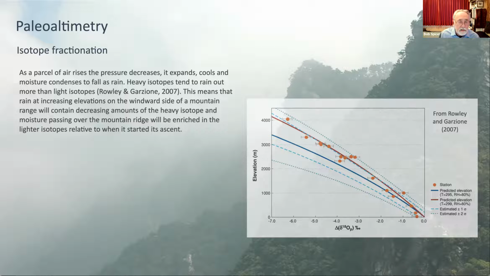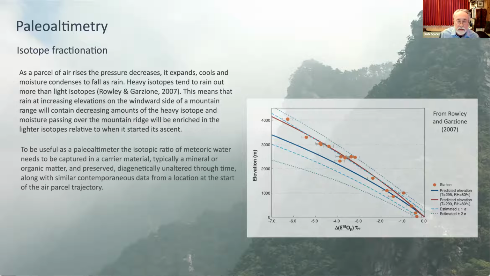Basically, as a parcel of air travels up a mountainside, the condensation that takes place in that parcel of air will preferentially be enriched with the heavy isotope, oxygen 18, leaving the lighter isotope, oxygen 16, in that parcel of air. So by the time the parcel of air crests the mountaintop, it will be enriched in the light isotope relative to the heavy isotope compared to when it started its journey at sea level.